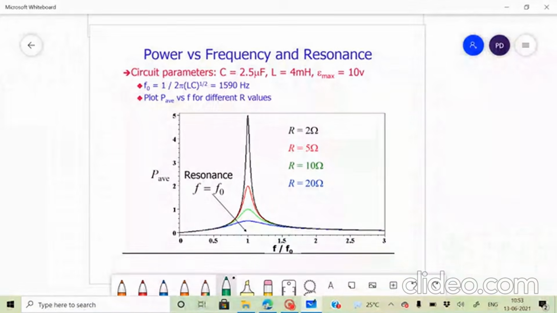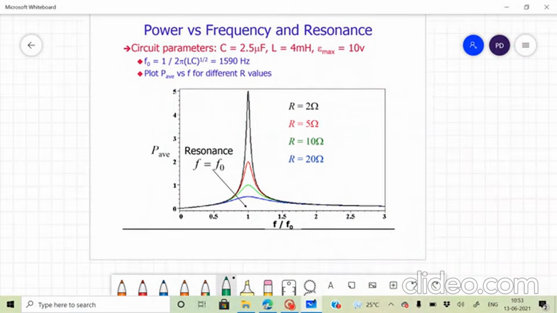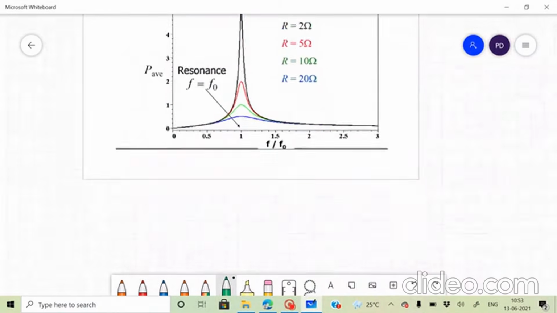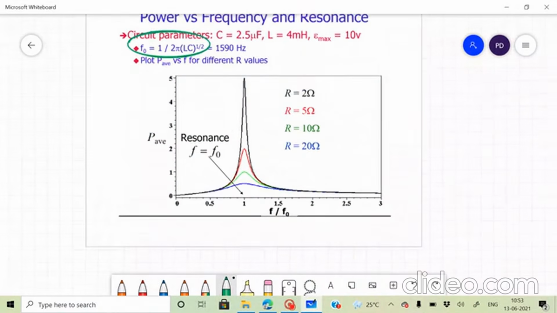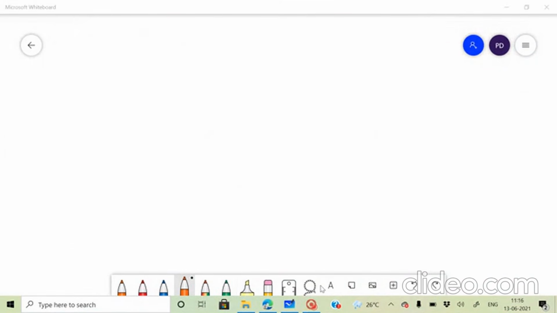This is power versus frequency and resonance. You can just have a look through that expression. This is the expression for finding out the resonance frequency, which is also there in the handout. So this marks the end of the underlying theory. Now we will start performing the experiment and then plot the graph.